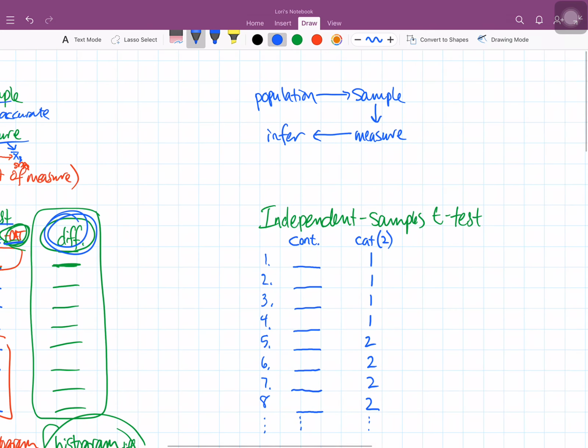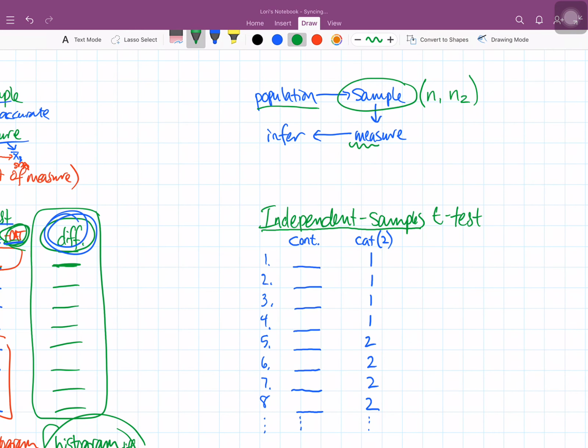So let's start out by thinking about the population. Remember, we start out with a population and then we draw a sample from that particular population. In this case, because we have independent samples, we are going to draw two samples, and I'm going to call them N1 and N2. So we have two different subgroups within our sample.